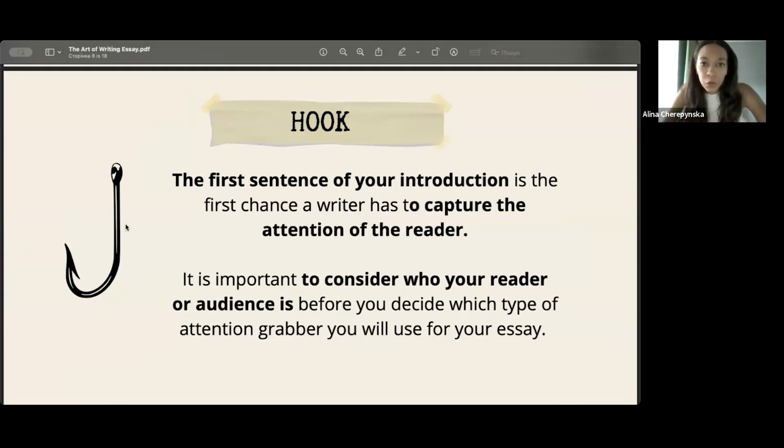So what about the hook? Hook is always the first sentence in the introductory part. Hook is usually 1 or 2 sentences, and it's better not to overload your introductory part. We use hook to attract our readers, to capture their attention. But what is more important, before creating a hook, you need to consider your audience.